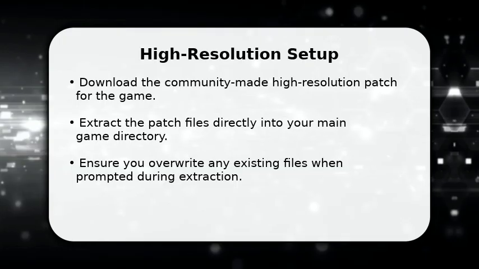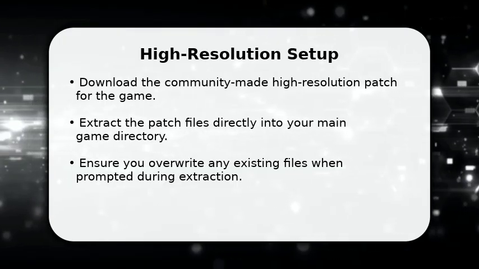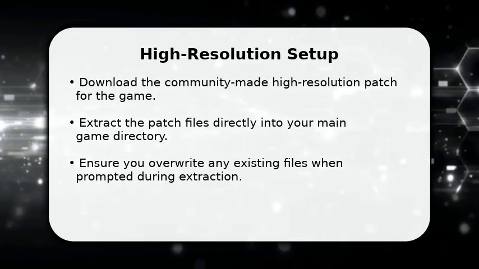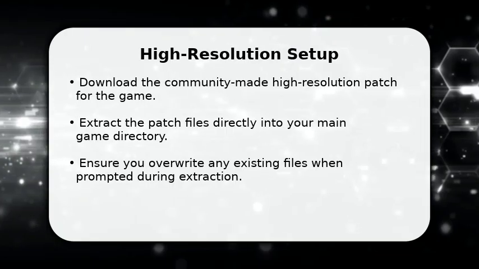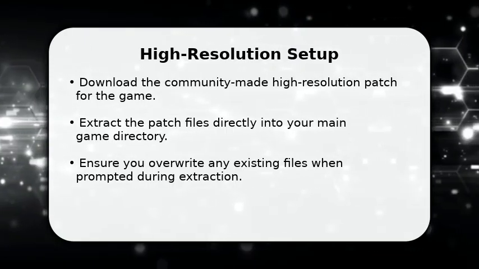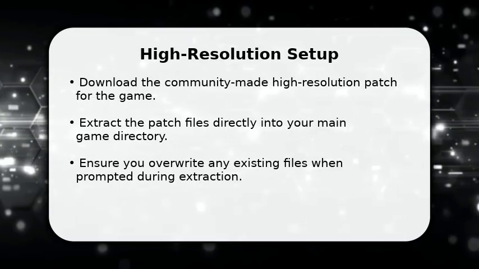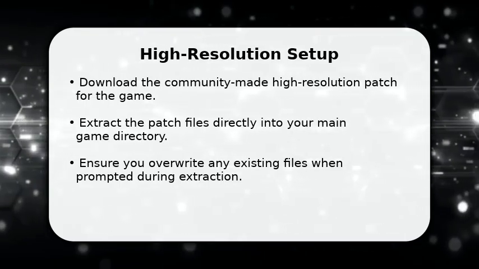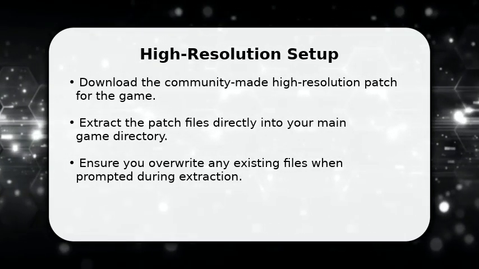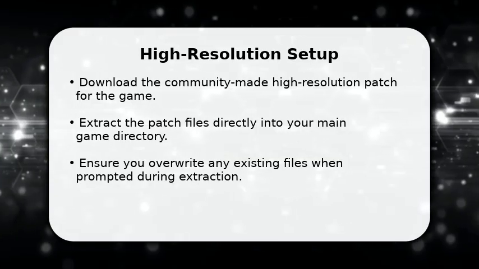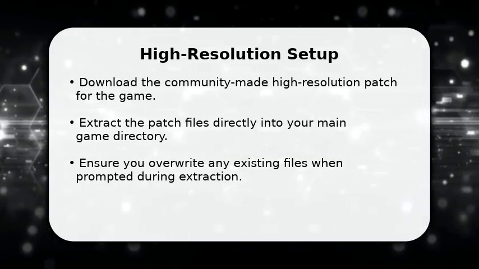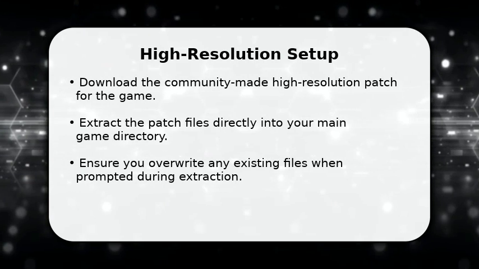In this video, I will show how to play Return to Castle Wolfenstein in 1920 by 1080. First, you will need to download a community-made high-resolution patch. This patch is essential for enabling modern display options. Once downloaded, extract all the files directly into your main Return to Castle Wolfenstein game folder. Make sure to allow the new files to overwrite any existing ones. This initial step lays the groundwork for a crisp, high-definition experience.